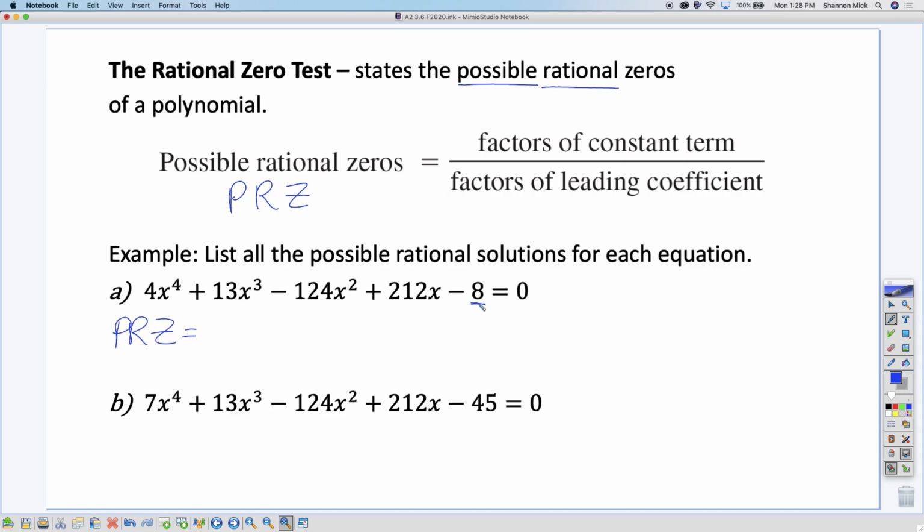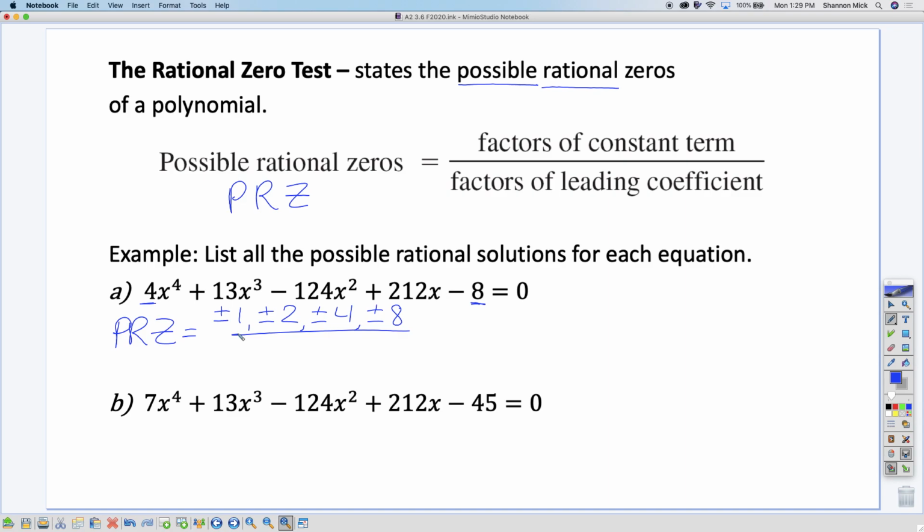Yes, if it's written in standard form. And my leading coefficient should be my first term, again if it's in standard form. And should we always write things in standard form? Yes. Okay, so what are the factors of 8? One, two, four, and eight.